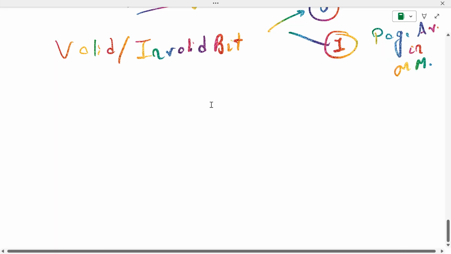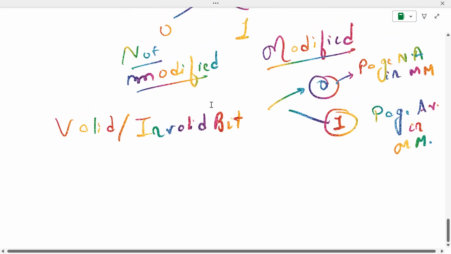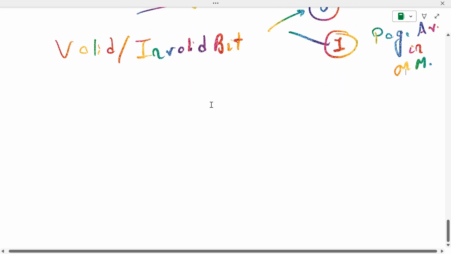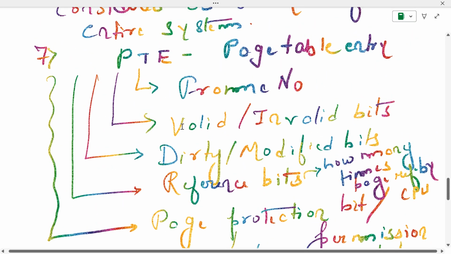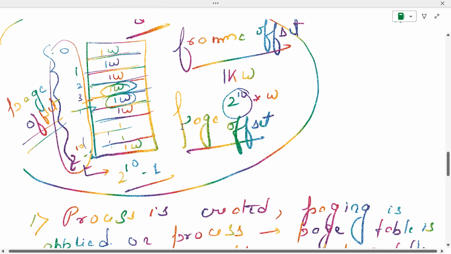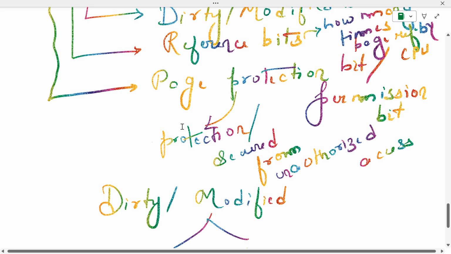Hi, all. Welcome back to the memory management series of operating system. And in this video, in this lecture, we are going to learn about paging and some questions related to how paging is being done. So let's look over that.